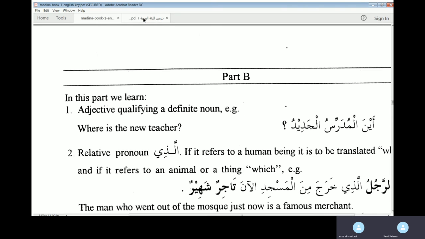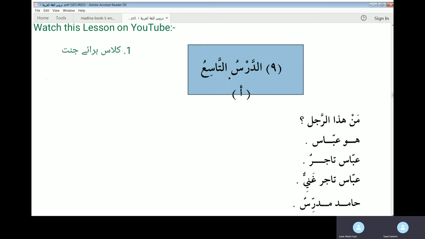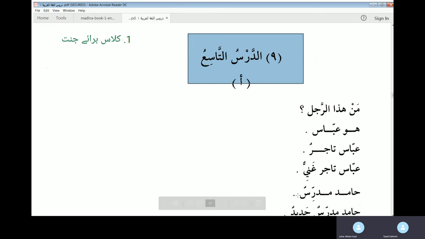In this part, should I read the lesson? No, start the lesson. Start the lesson.